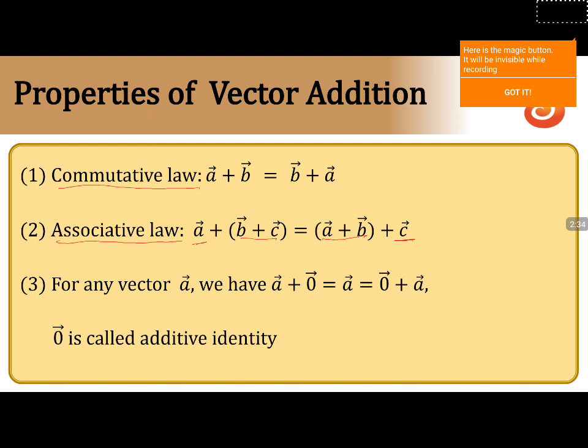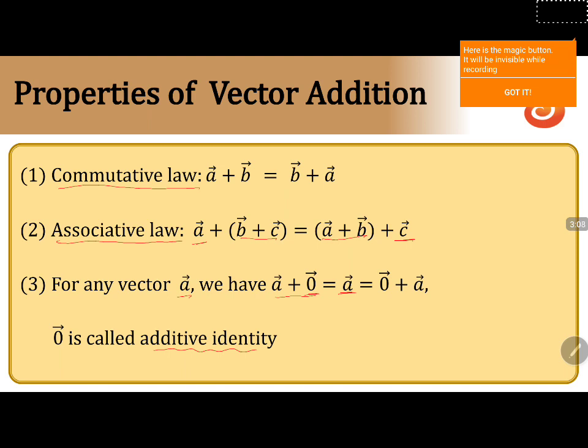Next, we will go for the third one, that is known as additive identity. Now, we will take any vector, say A vector. For the A vector, we are going to add one vector called a zero vector. Already we discussed a zero vector. A vector whose magnitude is 0 is known as a zero vector. So for any vector A, if we add the zero vector, the sum of these two vectors will give again the same vector, that is known as A vector.